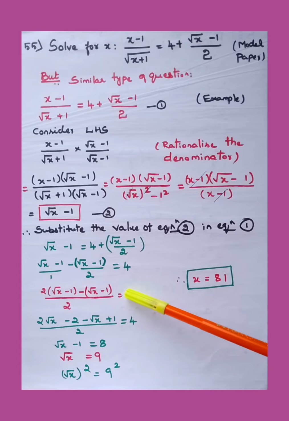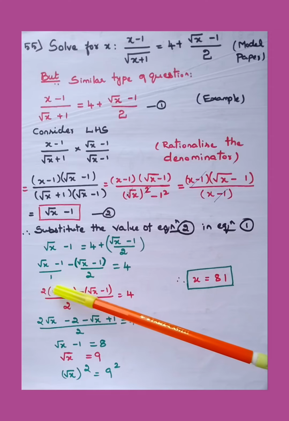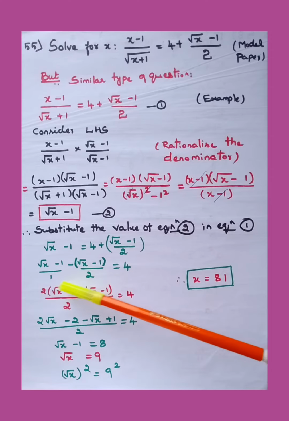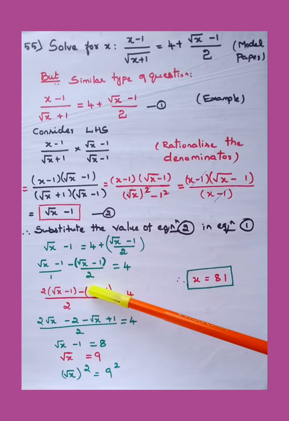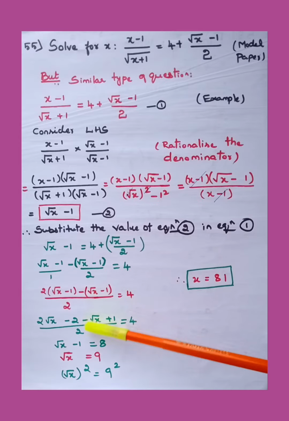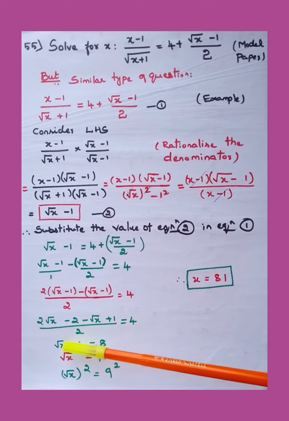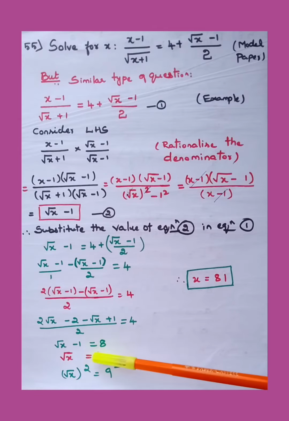Cross multiply this 4 and 2, you get 8 here. This 2 you can multiply. 2 into root x is 2 root x, minus 2 into 2, so 2 into 1, 2. Minus into plus is minus root x, minus into minus is plus. Here only I have opened the bracket and solved this. 2 root x minus root x is 1 root x. Minus 2 plus 1 is minus 1, which is equal to 2 4s are 8. Now shift this 1 to the other side. Minus 1 becomes plus 1. So 8 plus 1 is 9. Root x is equal to 9.